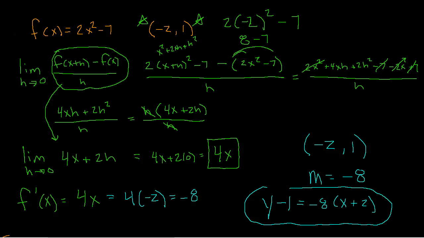And you know what? I'm just going to leave it like that. No one ever said it had to be in point-slope form or slope-intercept form or anything like that. Now, obviously, I could clean this up. I could distribute the negative 8 and then add the 1 over. But hey, I don't need to do that. All the problem wanted me to do is write an equation, and I wrote it.